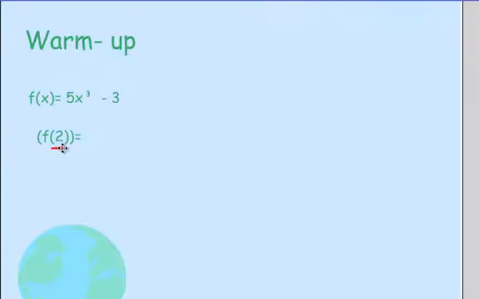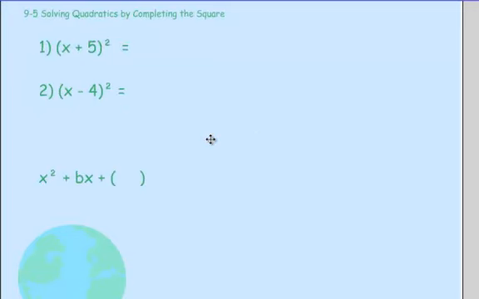So they're telling me to replace x with 2. So 5 times 2 to the third minus 3. Alright, I'll go ahead and take care of that. Get your final answer done in your warm-up. You can pause this until you're ready to move on.